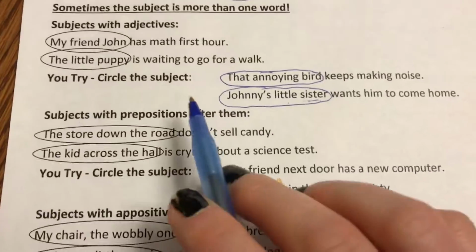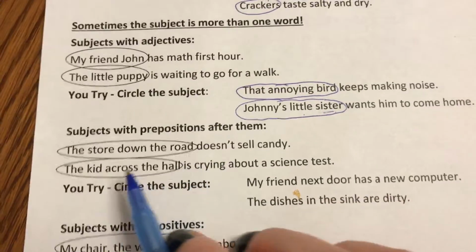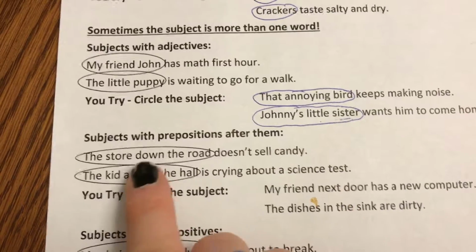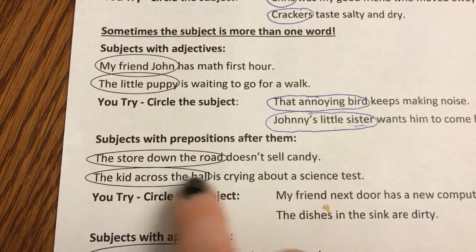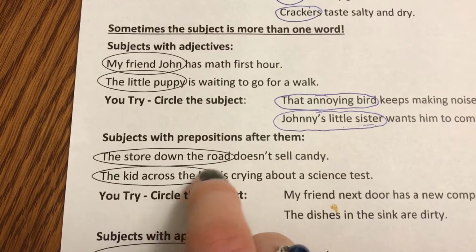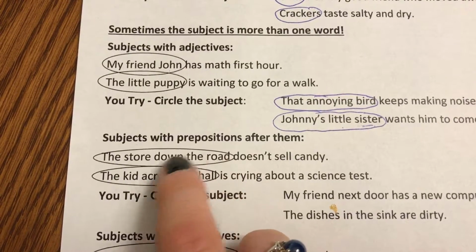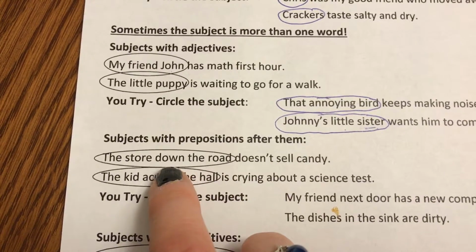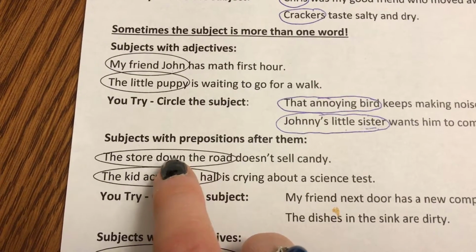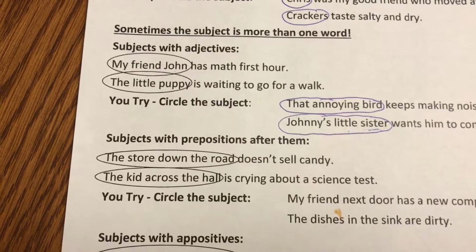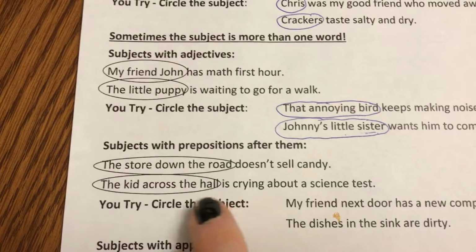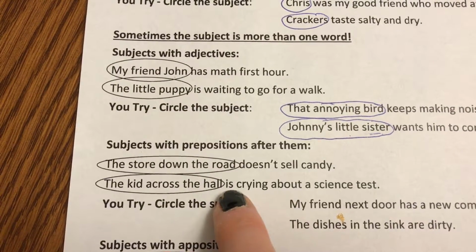Now sometimes subjects have prepositions after them. So instead of just saying the store doesn't sell candy, or the kid is crying about the science test, there's this prepositional phrase. We haven't really done prepositions yet, but down the road. Down the road is not a verb. It's more of a stating a location in relation to the store. Across the hall, that's another preposition. Prepositional phrase is across the hall. The first verb isn't until is. So let's see if you got this right.